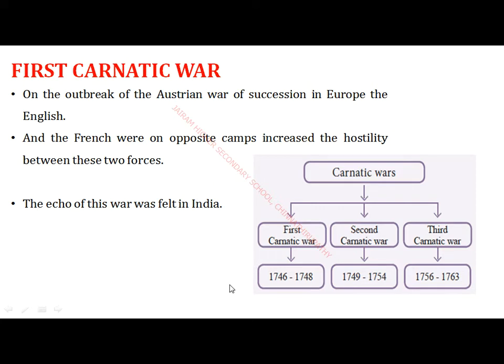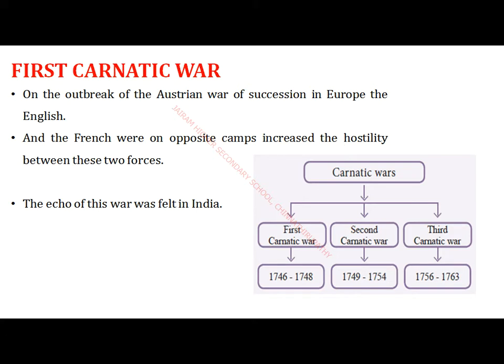Okay, children, so the Carnatic War was fought by two parties: one on the British side and another on the French side, who both supported the native rulers. Their rivalry was not only followed on their own continent, it followed in their occupied continents also. In Asia, especially in India, the rivalry of the French and the British showed its real colour, and the opposing camps increased the hostility between these two forces.